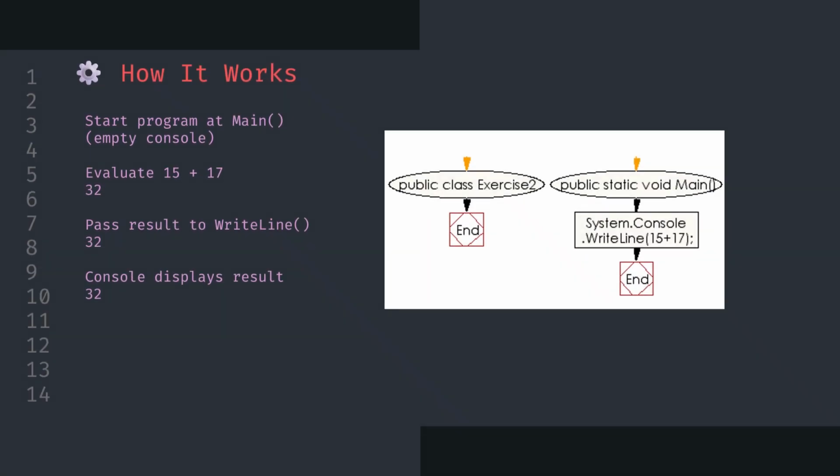Step by step, when the program runs, it first finds the Main method. The console is empty at this point. Next, C# evaluates the math expression 15 plus 17, which is 32. That value is sent into WriteLine, and the console displays the number 32 as output.